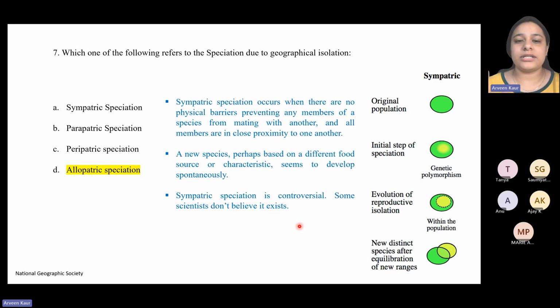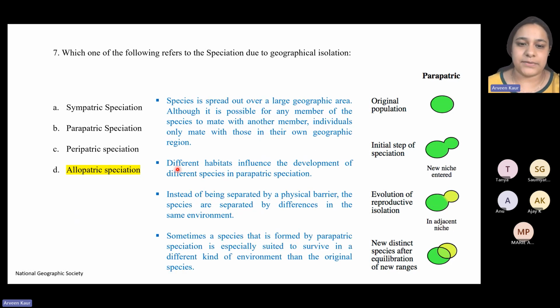But anyway, so this was what sympatric speciation is. Now, coming to parapatric speciation. What happens in parapatric is that the species is spread out over a large geographical area. For example, let us assume a desert, right? Although it is possible for any member of the species to mate with any other member, individuals only mate with those in their own geographical region.